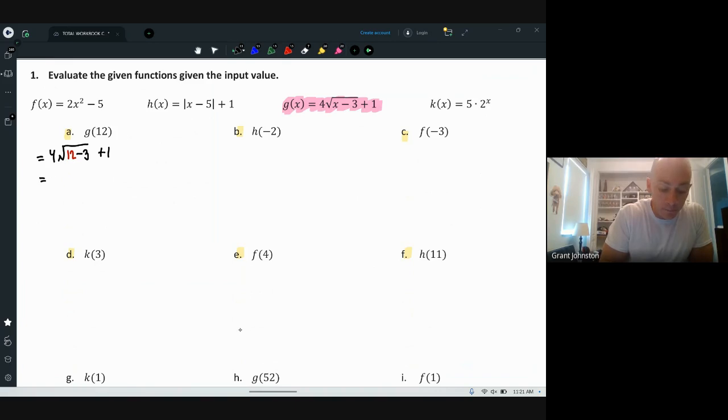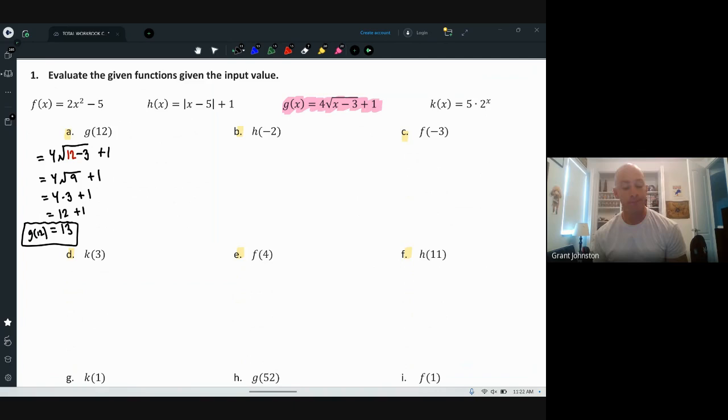So 12 minus 3 is 9. The square root of 9 we know is 3. 4 times 3 is 12. And 12 plus 1 is 13. So that means g of 12, maybe I'll write that down here, g of 12 equals 13. That's what we just solved for.